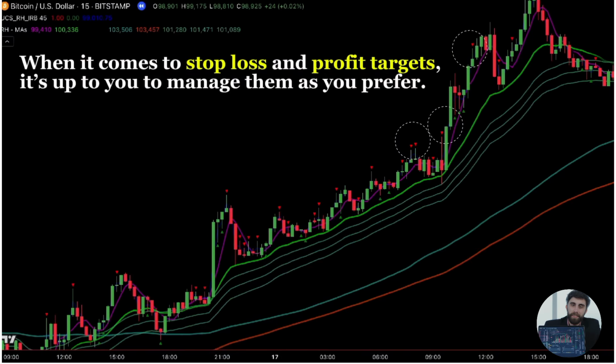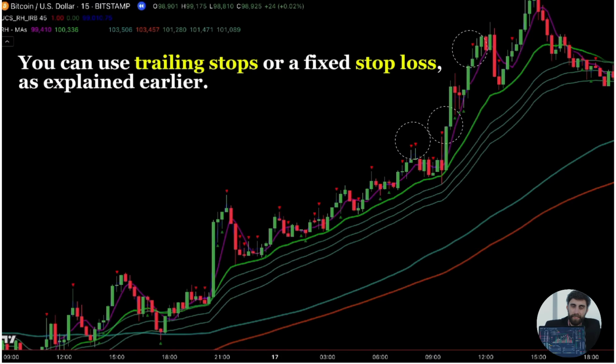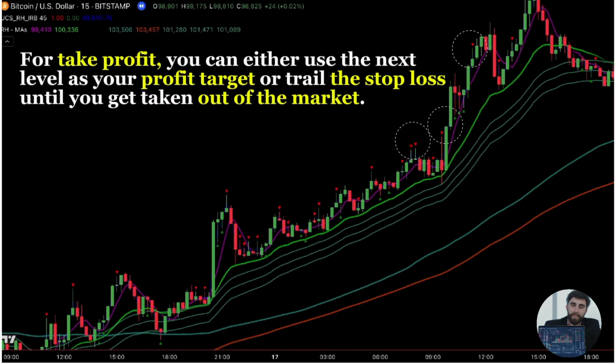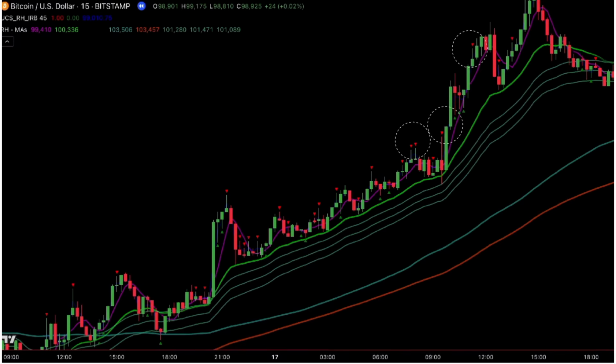Okay, when it comes to stop loss and profit targets, it's up to you to manage them as you prefer. You can use trailing stops or a fixed stop loss, as explained earlier. For take profit, you can either use the next level as your profit target or trail the stop loss until you get taken out of the market. This is the best scalping tactic.